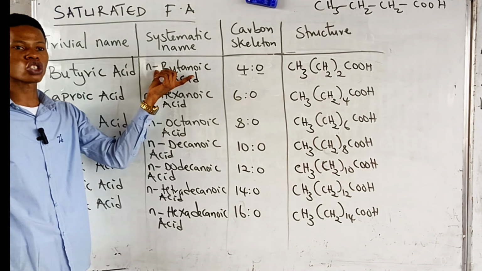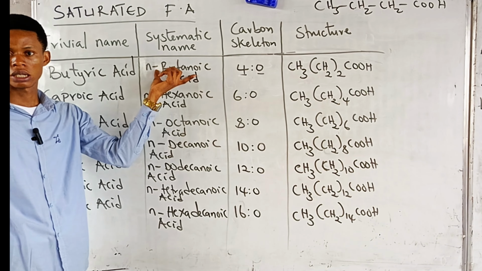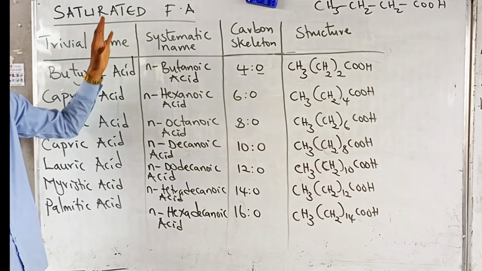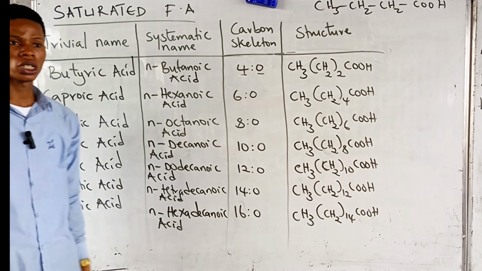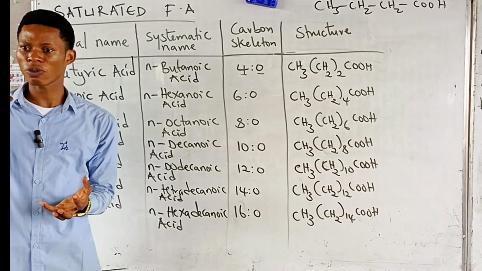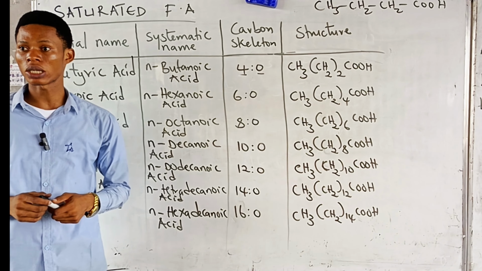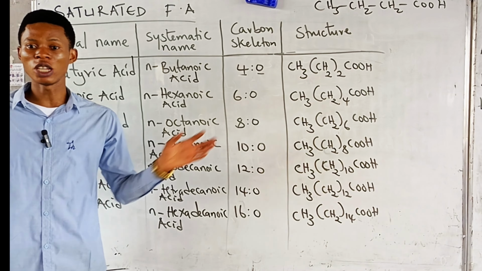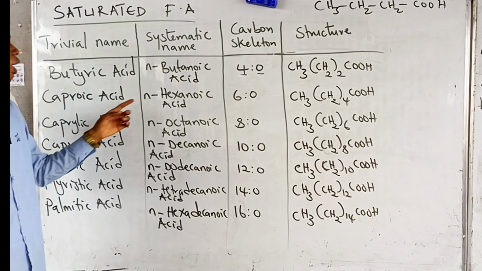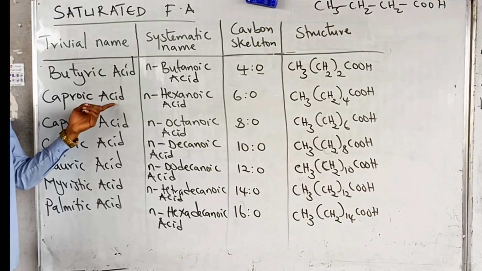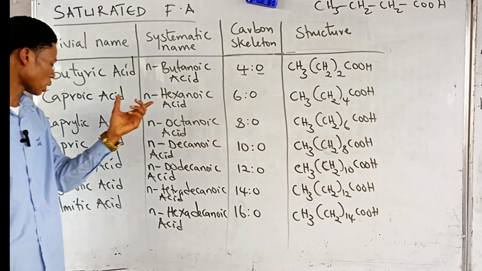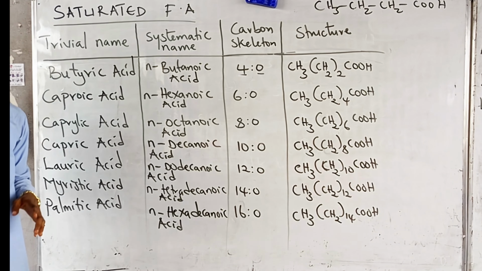First, is this one an even chain fatty acid or odd chain fatty acid? Even chain, right? Because you have 4 carbon atoms. So if you notice, everything here says they are even chains. Remember we said that even chain fatty acids are the most common fatty acids found in living cells, right? Fatty acids found in lipids, most of them are even chain. Now, caproic acid, the systematic name is what? Hexanoic acid, right? Hexanoic acid. Now let me give you hints.